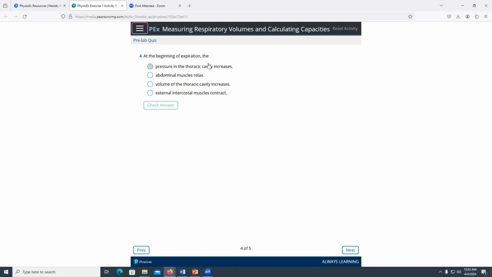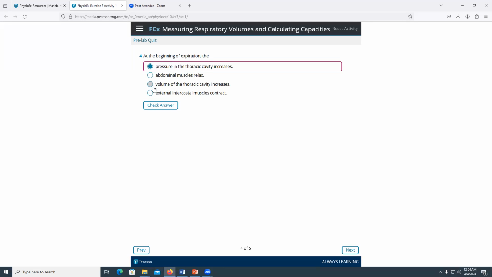Okay, at the beginning of expiration, so when I'm expiring, what happens is my diaphragm is going to be dome-shaped. It's going to be compressing against my lungs with the help of my abdominal muscles, and also I'm going to be utilizing my intercostal muscles, and I'm going to be contracting my internal intercostal muscles. So that means the pressure in the thoracic cavity must increase. That's very true. And the abdominal muscles relax? No, they will be contracting.